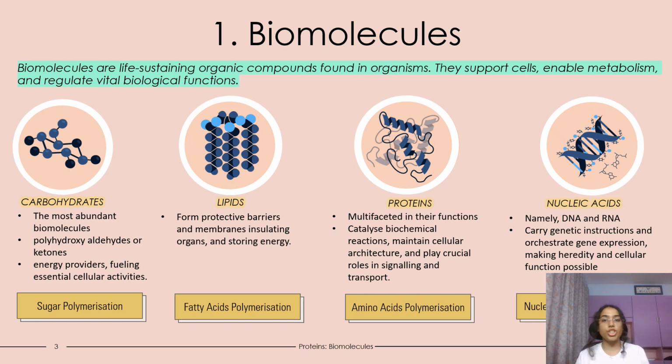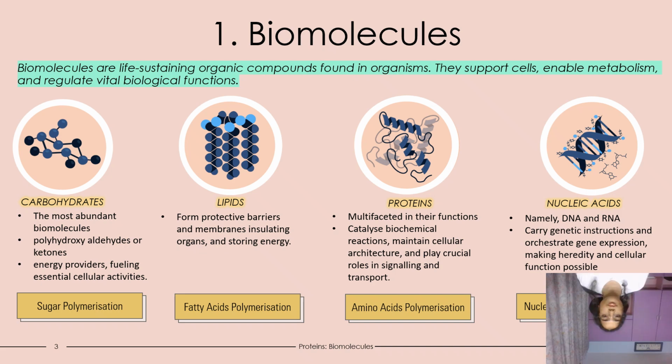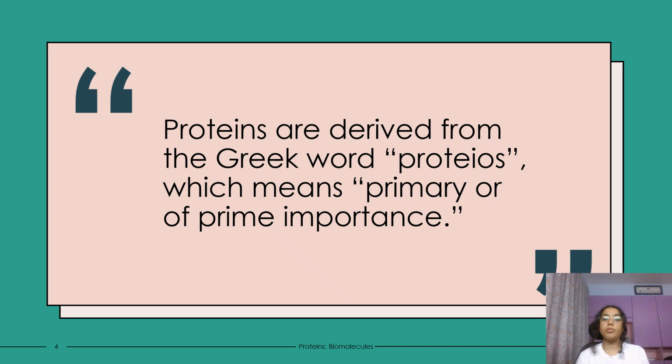Many of these compounds originate as hydrocarbons, but are chemically transformed by substituting hydrogen atoms with functional groups like alcohols, amines, aldehydes, ketones, or carboxylic acids. Monomeric units such as amino acids, nucleotides, fatty acids, and monosaccharides serve as the building blocks. When polymerized, they form their respective macromolecules, each with specific roles. These molecules are the unseen architects of life: dynamic, responsive, and remarkably complex. Proteins are derived from the Greek word proteos, which means primary or of prime importance.